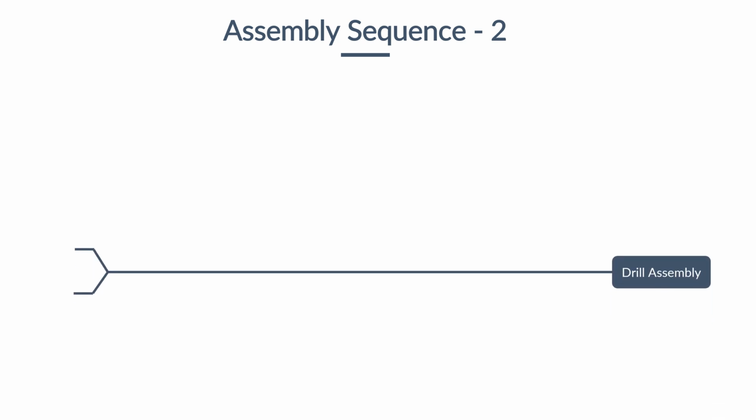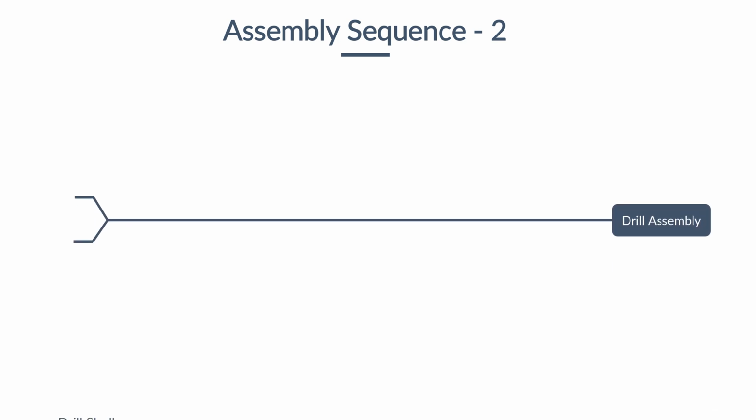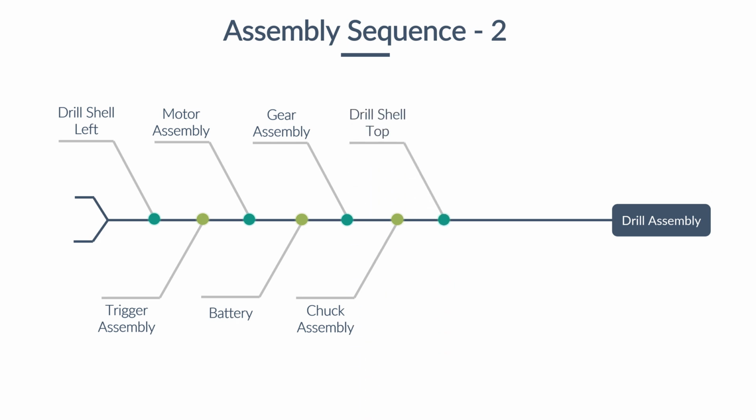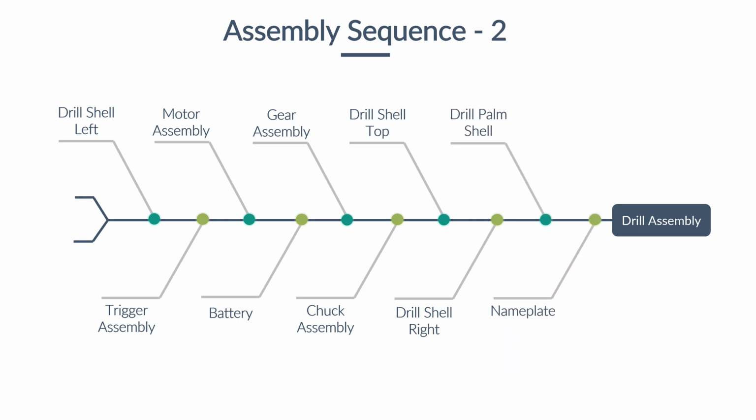Assembly sequence 2 differs from assembly sequence 1 in that we start with the drill shell left before we add in the trigger assembly, and then we add the motor assembly, which is followed by the battery, and after that there's the gear assembly, followed by the chuck assembly, the drill shell top, followed by the drill shell right, and then the drill palm shell, followed by the nameplate to complete assembly.